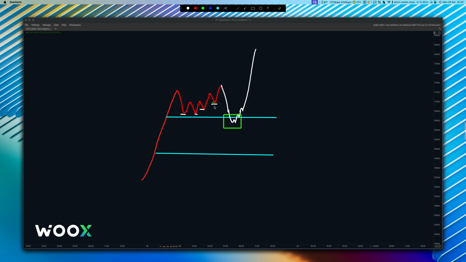So that's what I'd look for in reference to the first touch of a single print, the very first move into a single print after a series of, in this case, higher lows, or the opposite.